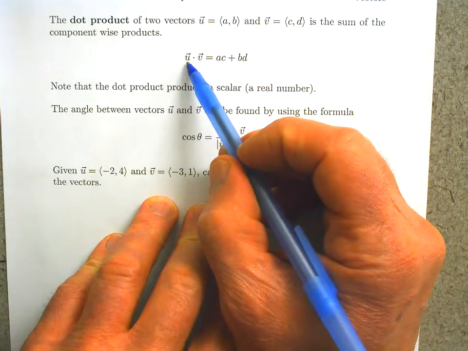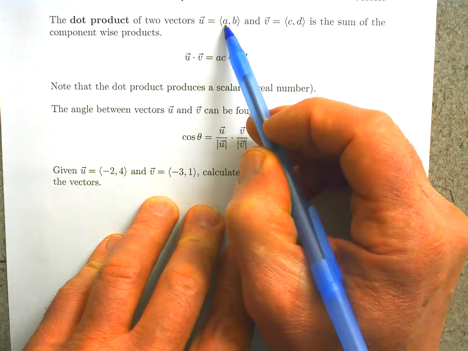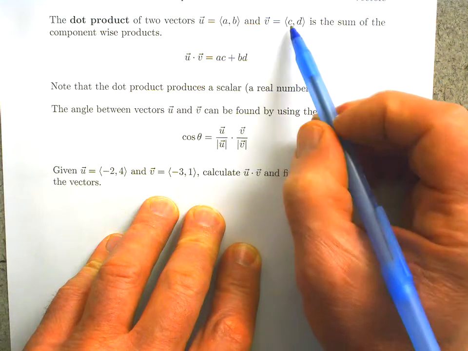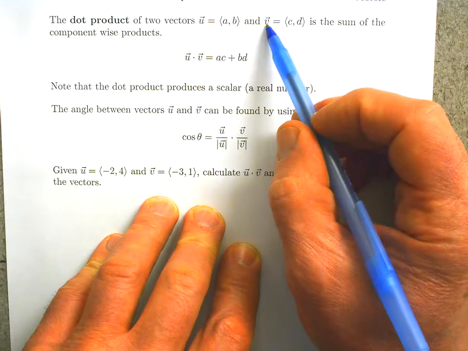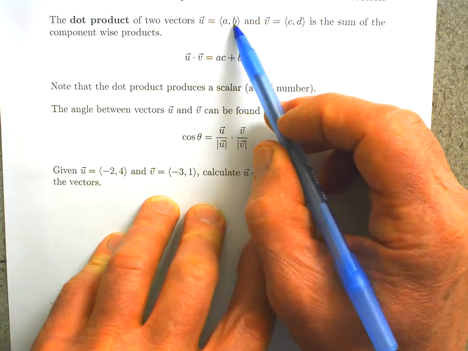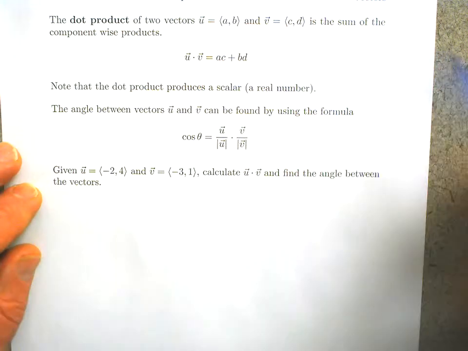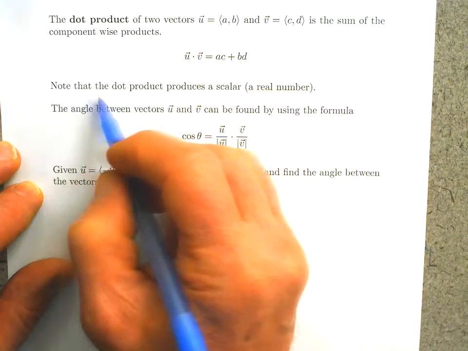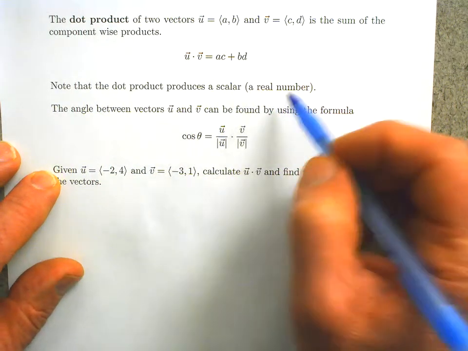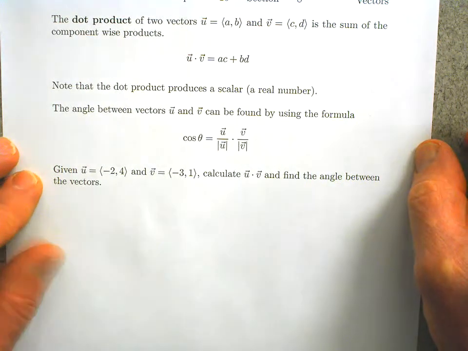So if we have the dot product of vectors u and v, then from vector u, the left coordinate a is multiplied by the left coordinate from vector v. So a times c, and then plus the product of the right coordinates. Okay, and a special note is that the dot product produces a scalar, or a real number. So the dot product of two vectors is not a vector, it's just a real number.